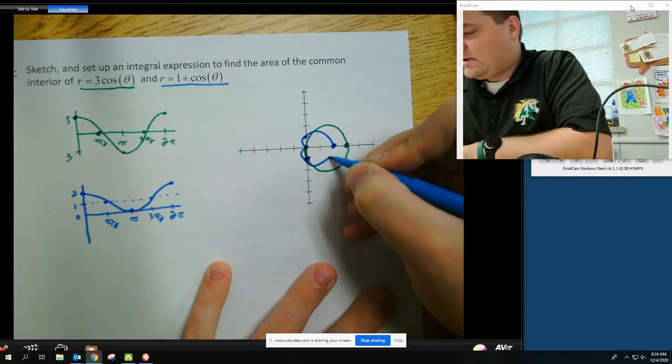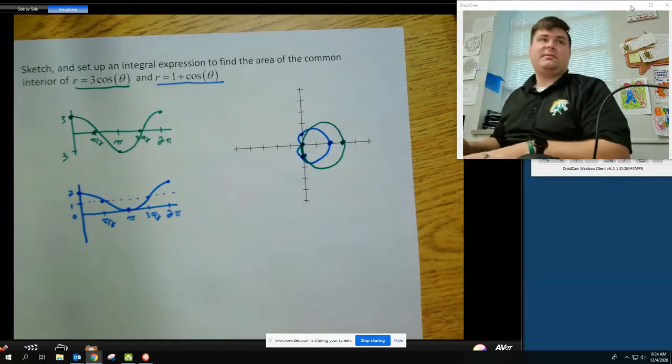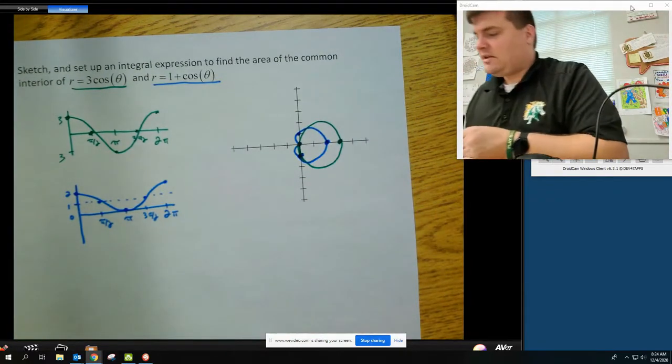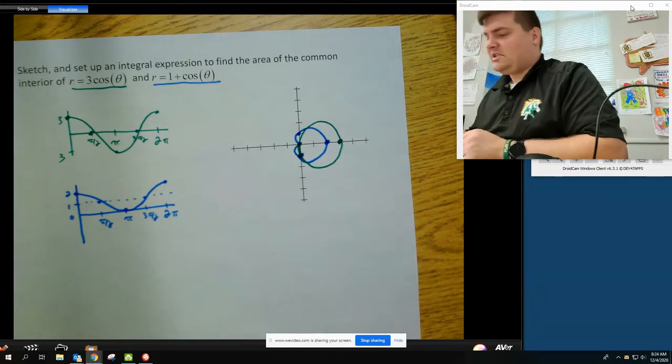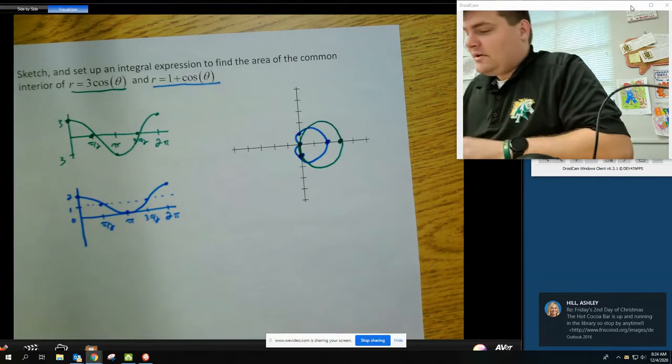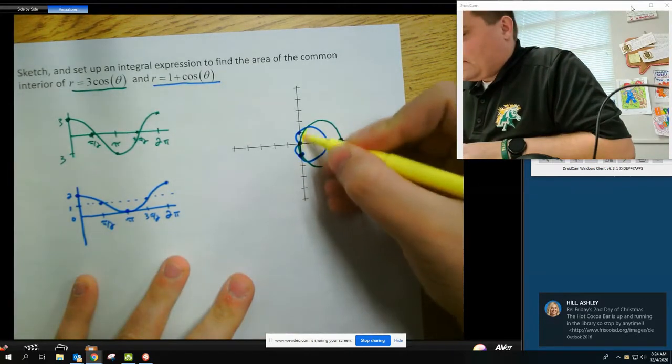It's probably harder to tell down here because I kind of messed up my green, but you'll be able to tell up here what's going on. So I want the common interior. Okay, so the common interior is going to be all of this yellow right here.